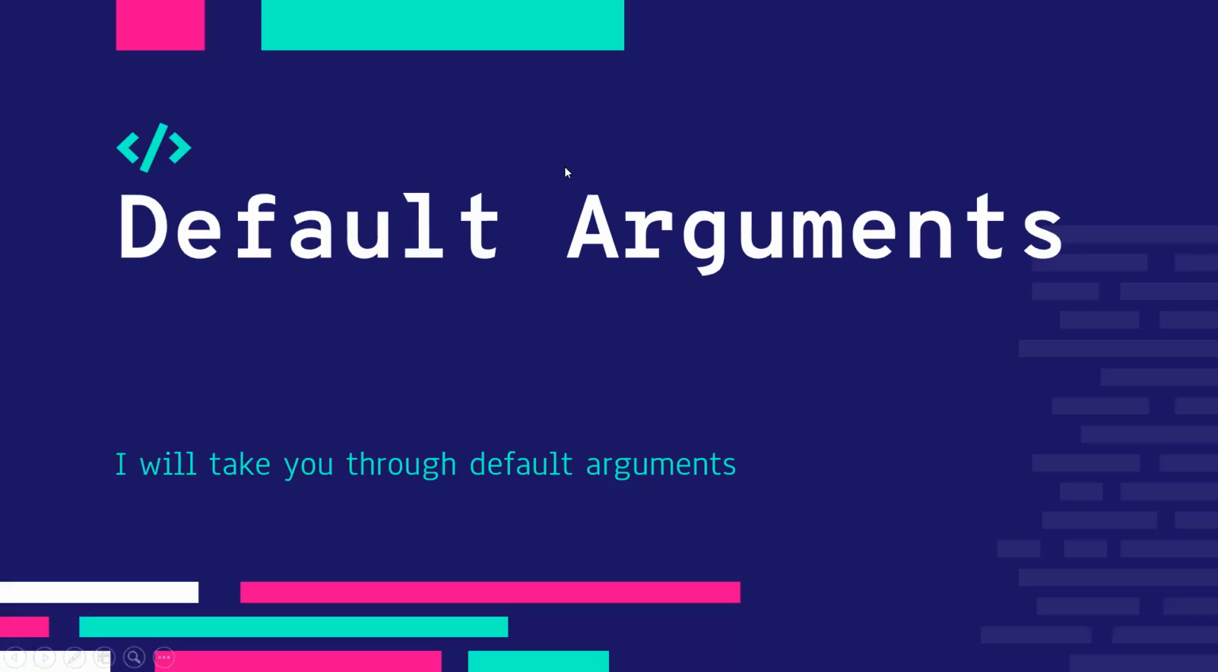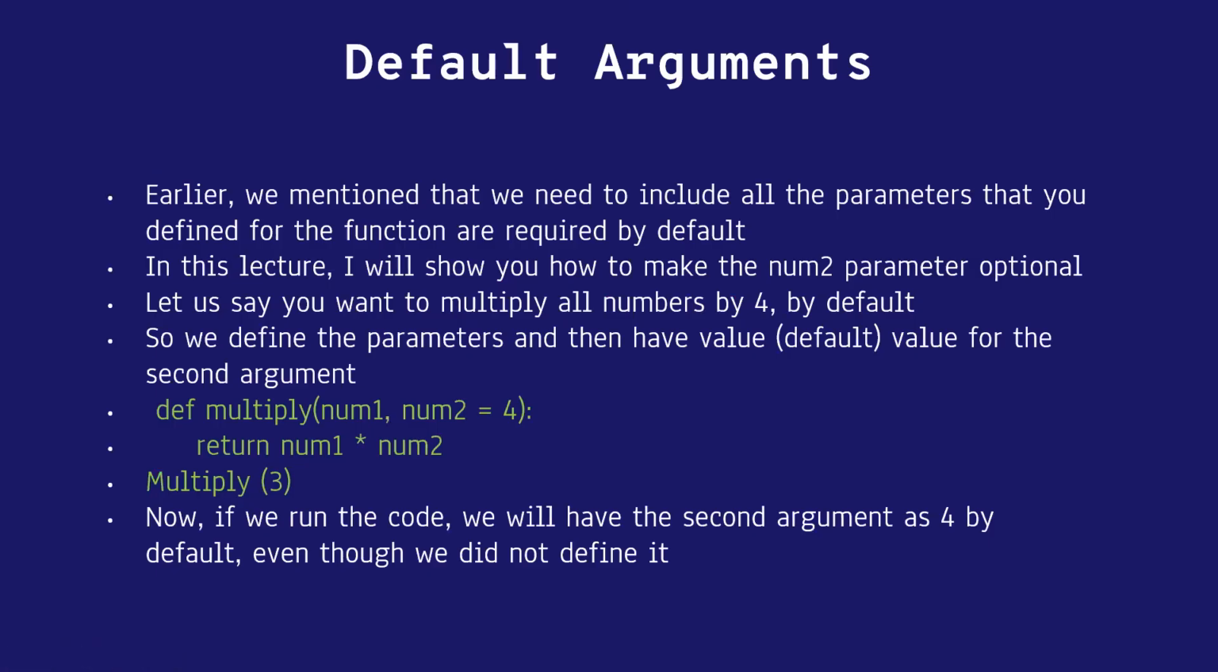Now, still on that, I want us to look at the default arguments. Earlier, we mentioned that all the parameters you define for the function are required by default. In this lecture, I'll show you how to make the number 2 parameter optional.